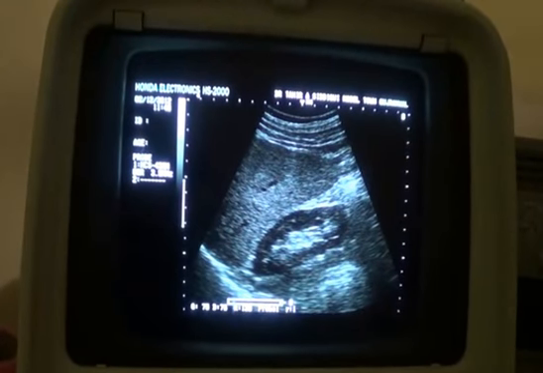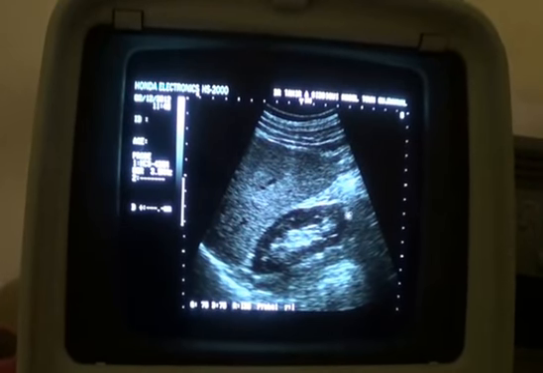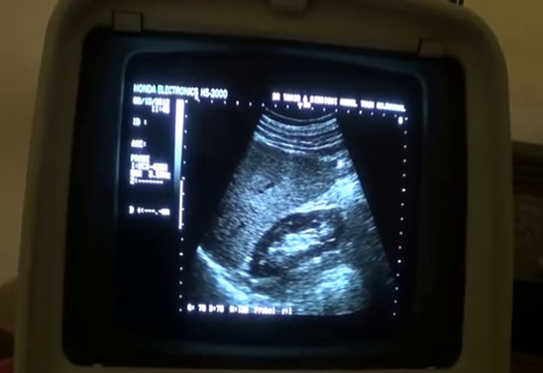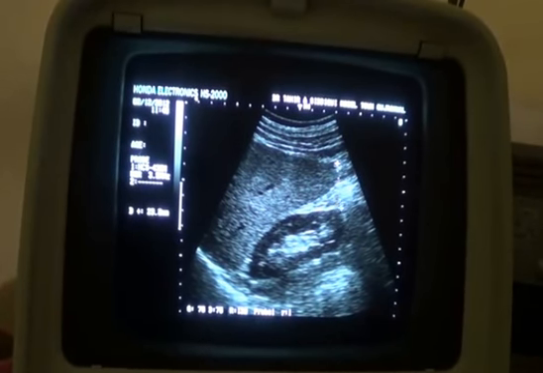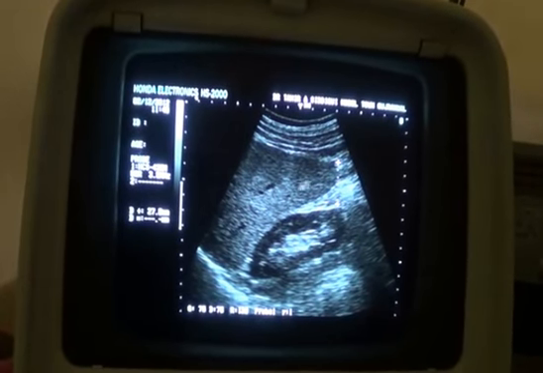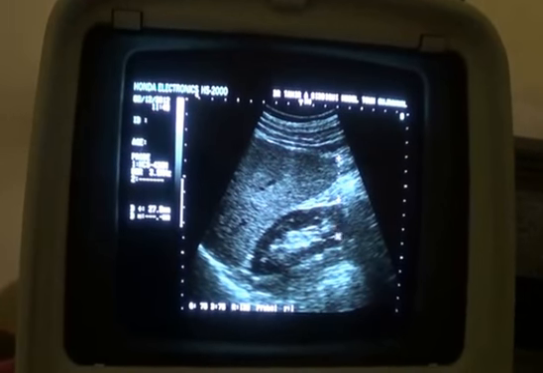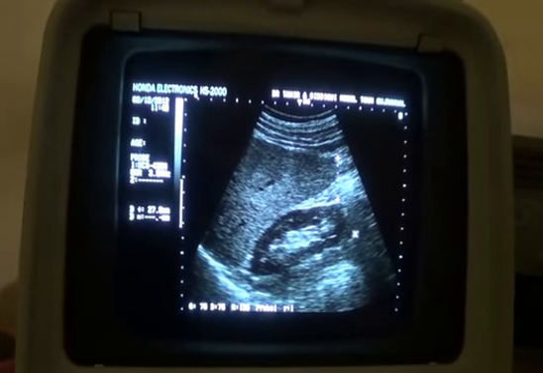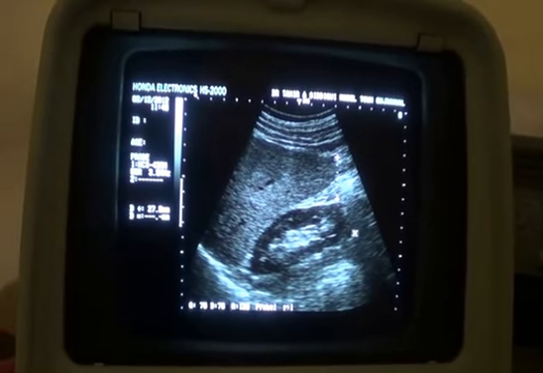Well, here you see the lower pole of the kidney. This is the lower pole of the right kidney, and this is the liver here. So the liver does not exceed the lower pole of the right kidney, thereby suggesting that this is a minimally enlarged liver.